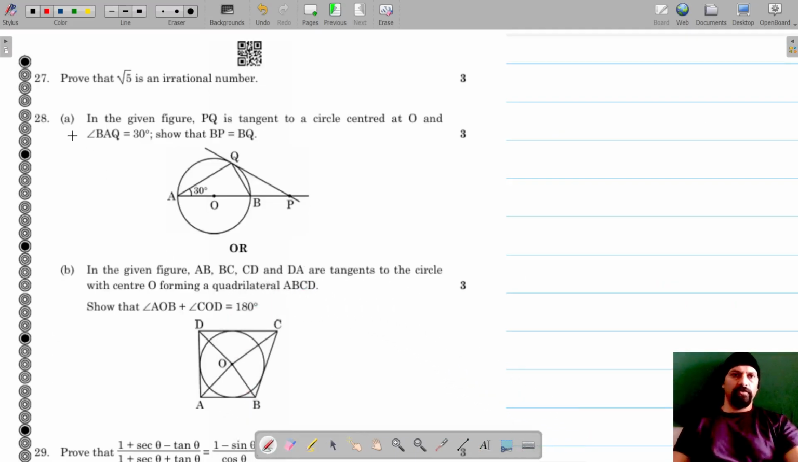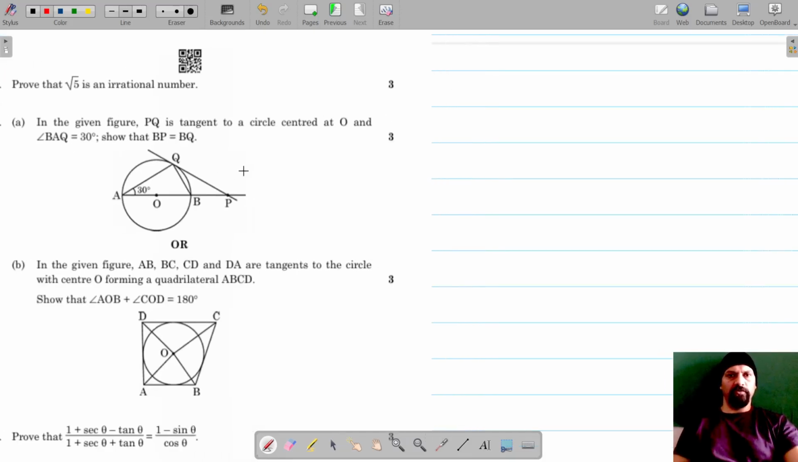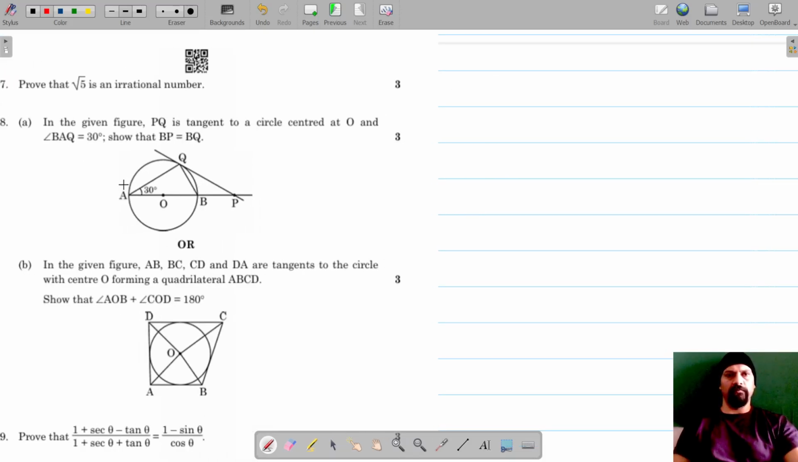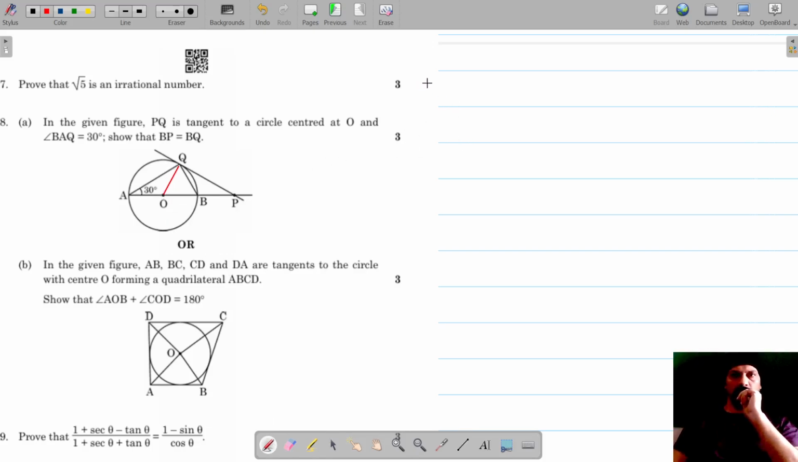For question number 28, part A, in the given figure, it's given that PQ is a tangent to a circle centered at O, and angle BAQ is 30 degrees, and we have to show that BP is equal to BQ. And for this, I'm going to join OQ, and now this angle OAQ. So this is question number 28, part A. We have to show that BP is equal to BQ.